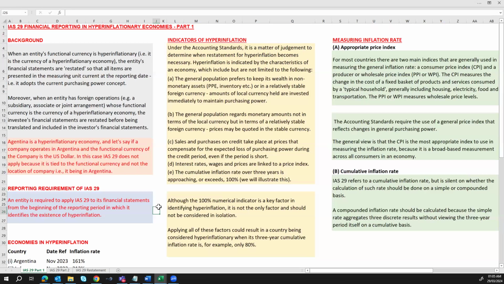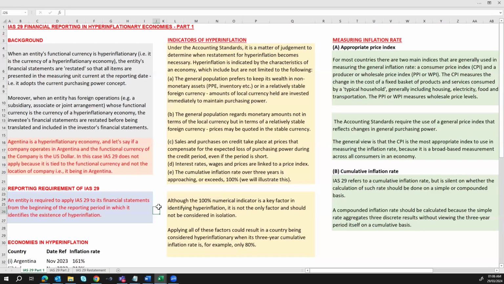Then sales and purchases on credit take place at prices that compensate for the expected loss of purchasing power. Also, interest rates, wages, and prices are linked to a price index. That is where workers are negotiating for a wage increase, this increase is usually pegged against the inflation price index. Then the cumulative inflation rate over 3 years is approaching or exceeding 100%.